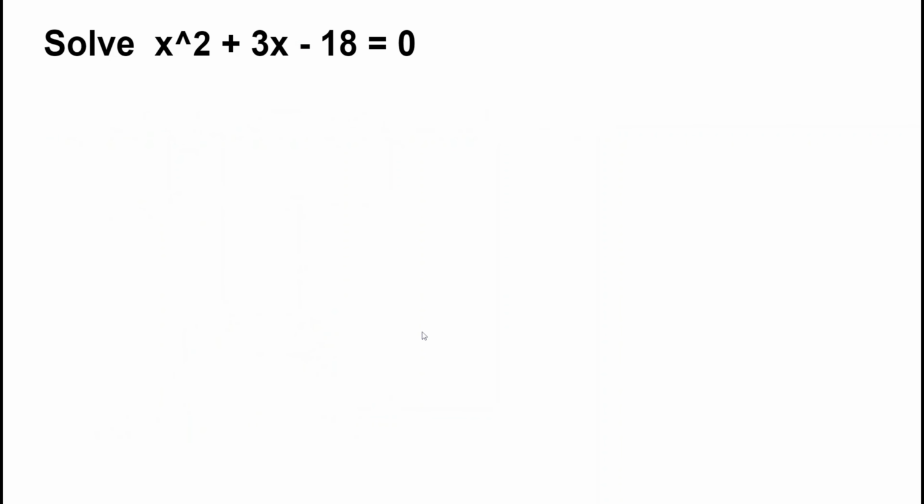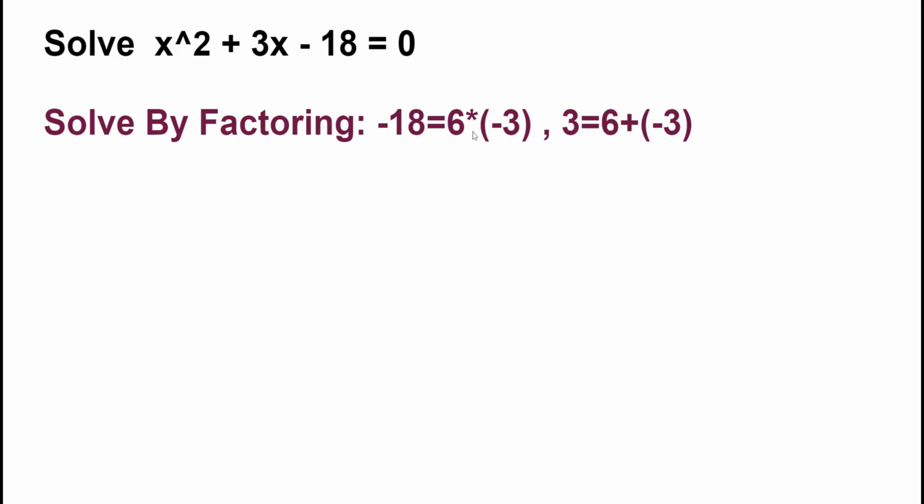The last one, x squared plus 3x minus 18 equals 0. So here we have minus 18. We should pay attention to this for the numbers we choose. 6 times minus 3 is minus 18. 6 plus minus 3 is 6 minus 3, which is 3. So we have minus 18 equals 6 times minus 3, and 3 equals 6 plus minus 3.